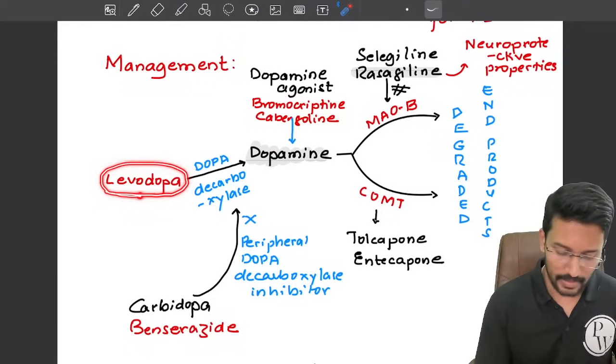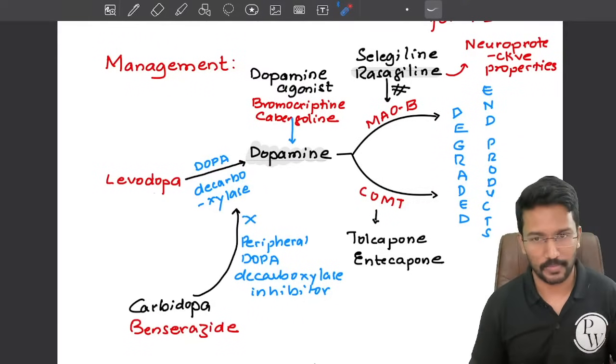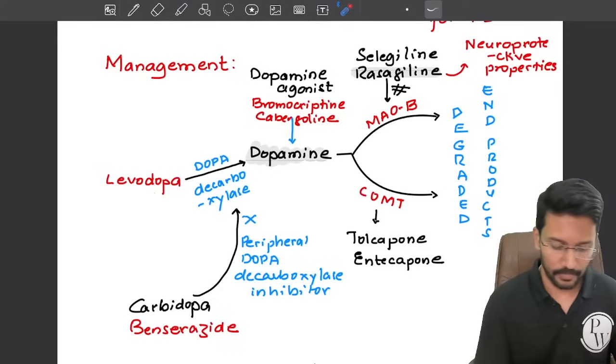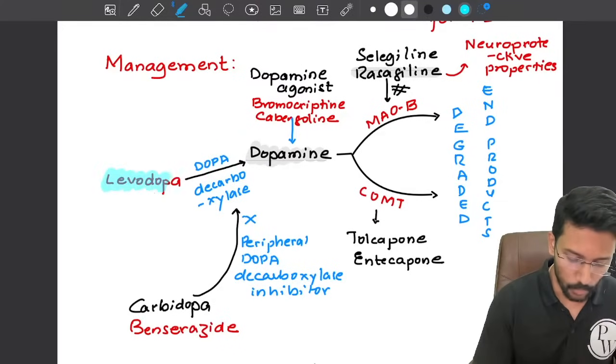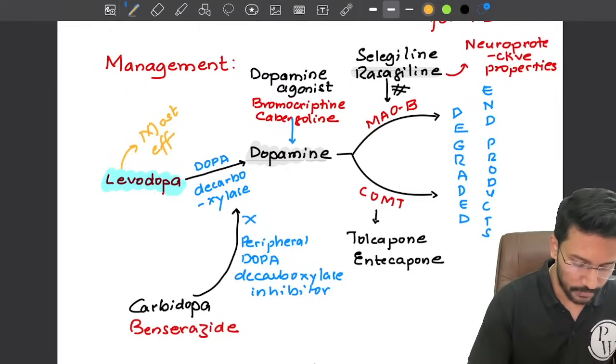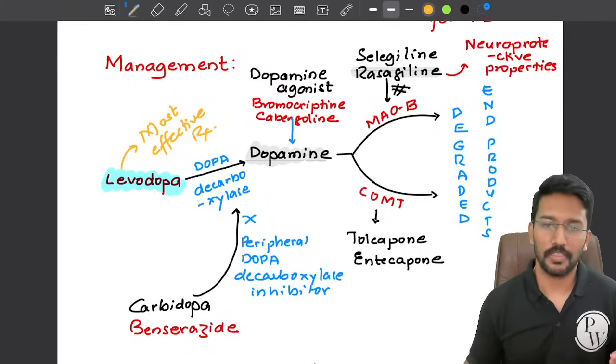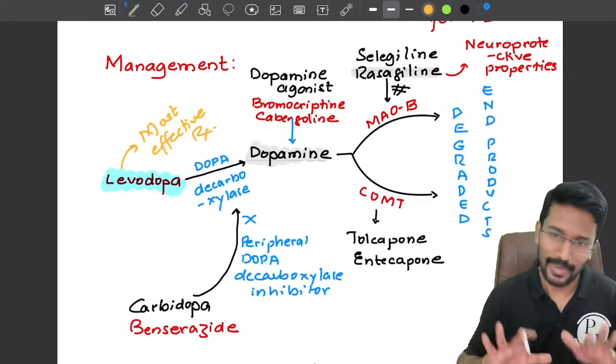Now this levodopa gets converted to dopamine by an enzyme called as dopa decarboxylase. Now among all the drugs I have listed here, they will ask you what is the most effective medication, and that is levodopa. Levodopa is the most effective medication, and that is why as of now, currently in 2023, we don't try to treat the patients with amantadine or other less effective drugs.